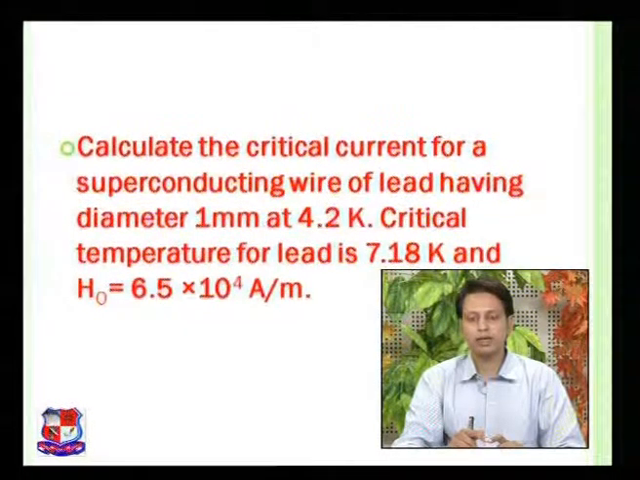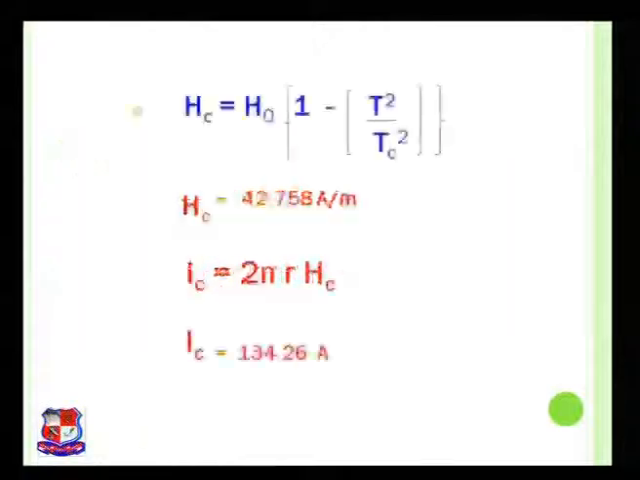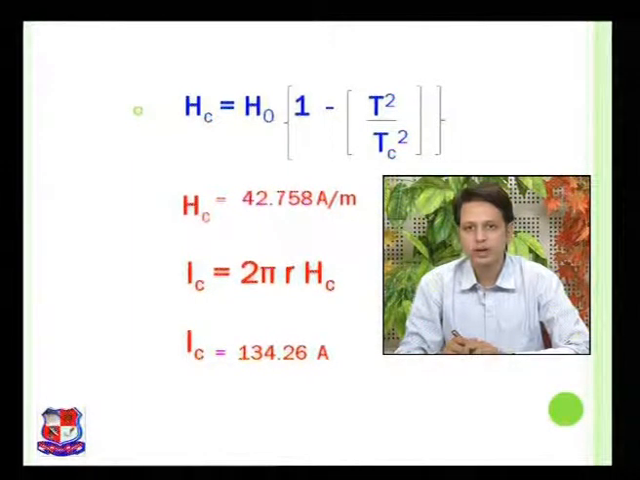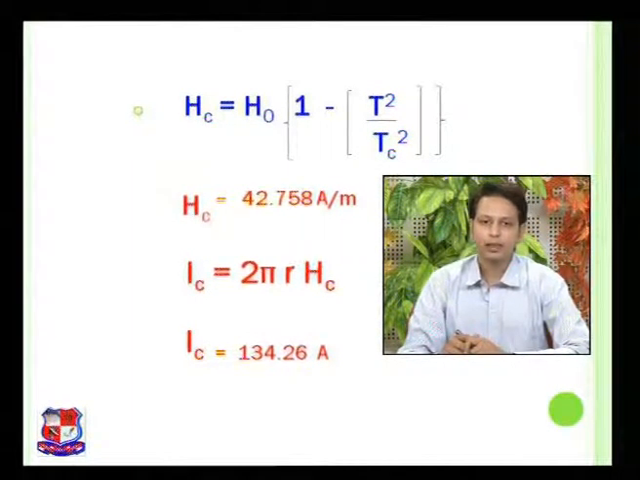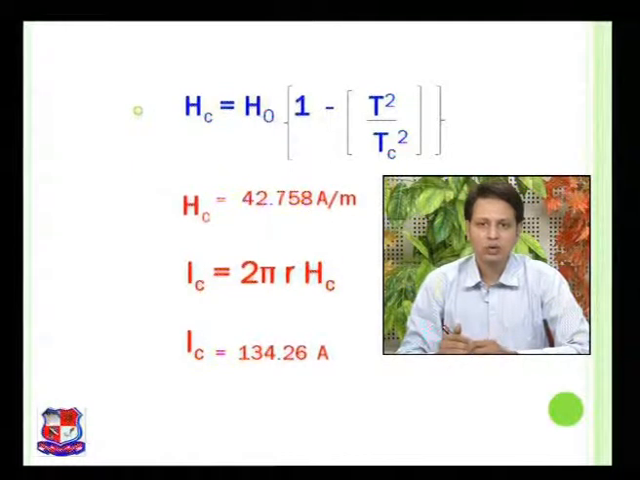Okay, so let us calculate this. Let us move towards the next slide. Here you can see the equation that Hc is equal to H0 into 1 minus T square upon Tc square. Actually it is T upon Tc whole square. You can also write that T square upon Tc square. Here I have directly written the calculated value of critical field, that is 42.758 ampere per meter, by substituting the values.